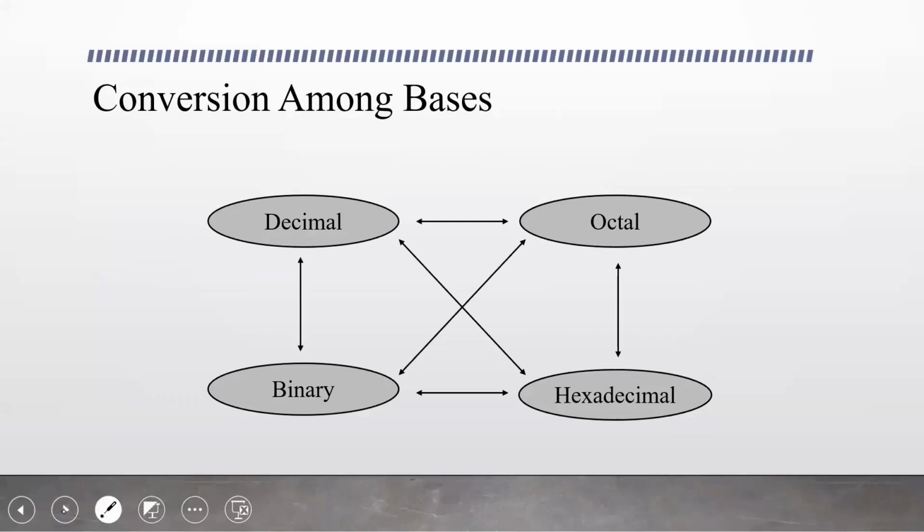Conversion among the bases. Conversion among these numbers is possible. As I told you, any number given in the decimal number system, the computer cannot understand. So it has to be converted to binary for processing. And at the output side, the binary number has to be converted back to decimal. Octal has to be converted to binary form, and even octal can be converted to decimal. How to convert between these numbers? We will discuss the rest in the next class. How to convert between numbers.